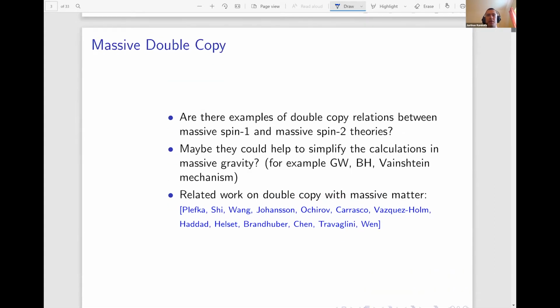And what we've been looking at in particular is possible relations between massive spin 1 theories and massive spin 2 theories. If such relations existed, maybe they could simplify some calculations in massive gravity, for example, calculating gravitational waves or black holes, or understanding the Einstein screening mechanism more analytically. And over the past few years, there's also been quite a lot of related work on double copy with massive matter. In those cases, the amplitudes have some massive external states, but the force is still mediated by massless gluons and gravitons.